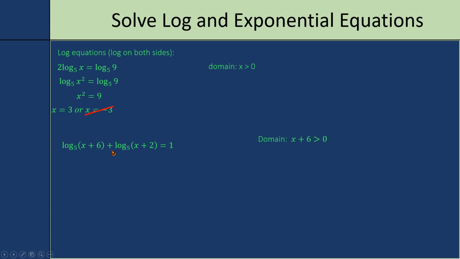So x plus 6 is greater than 0. That means that x has to be greater than negative 6. Then I have to do the other argument here. X plus 2 is greater than 0. That means x has to be larger than negative 2. Now you look at these two here. These two requirements say x has to be larger than negative 6 and x has to be larger than negative 2.